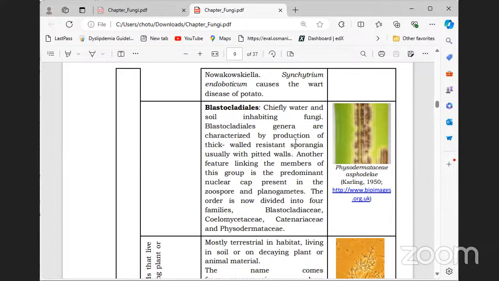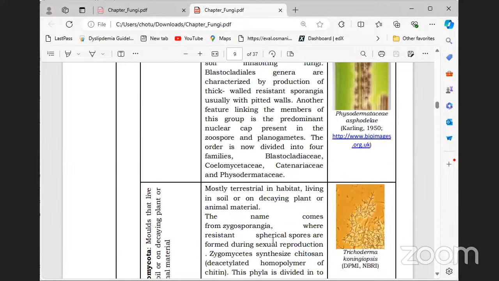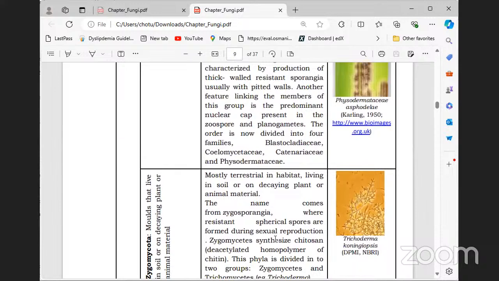These are the classes. And the next one, another one in this part, is Trichoderma. Mostly Trichoderma you can observe living in the soil, on decaying plants or animal material. You can observe this type of fungi in this class. Another one, Zygomycotina. Important is the Trichomycetes; sexual reproduction produces spores also.